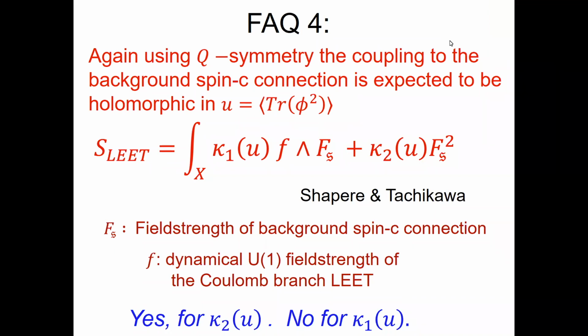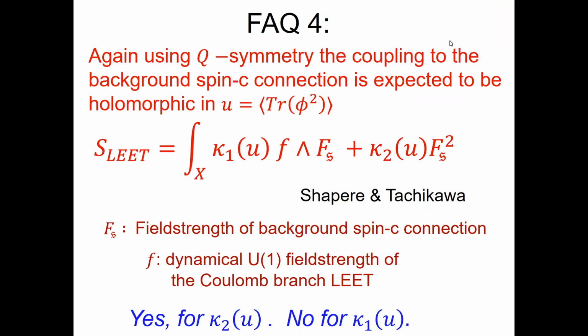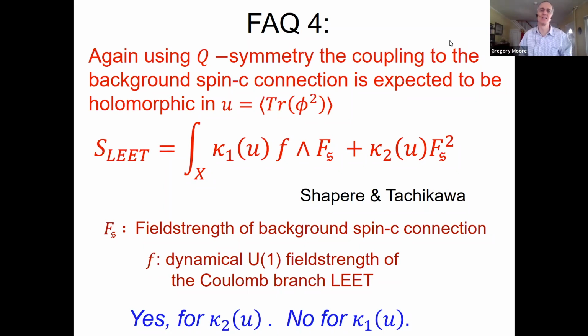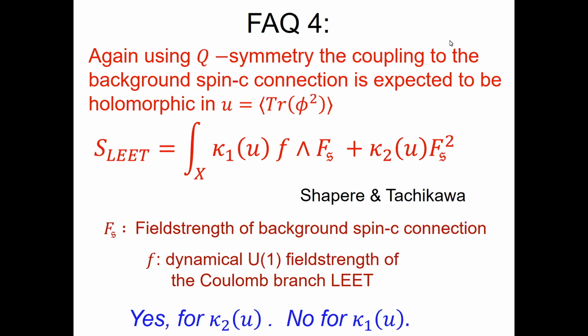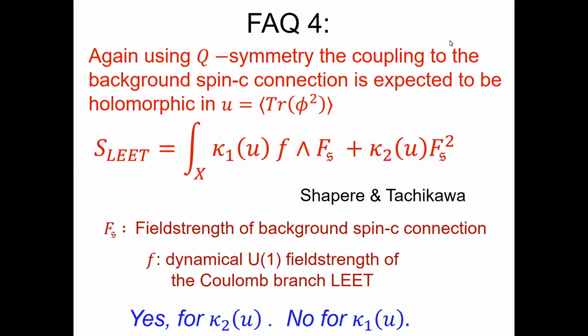If I did not do any twist, if I just took the theory without the twist, is there a corresponding coupling in the theory? Yeah, sure. And is that holomorphic? Sure. This F sub S is just some background spin C connection. So it involves gravity or not? Is it a question in rigid supersymmetry? No, this is a question about the low energy effective action when I'm coupling to external gauge fields. So just by rigid supersymmetry, you say it has to be holomorphic. You don't need supergravity. I didn't say that.